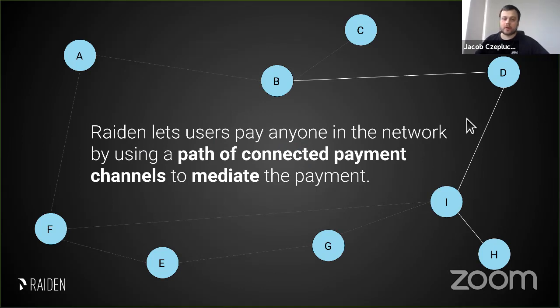So far we only focused on channels between 2 parties, but what makes Raiden really powerful is the fact that you can have payments that go through several nodes. So for instance, in this example here, we have Bob that has a path through D and I to H, for instance. That means that even though Bob is only connected to Alice, Charlie, and Doris, he can still make a payment to H if there is a path in the network.